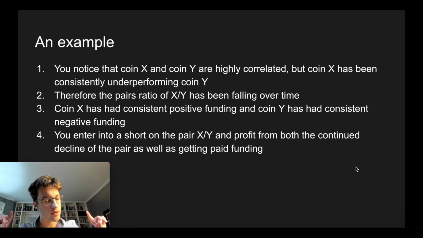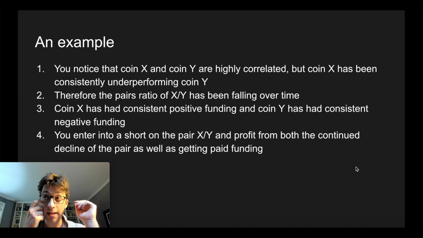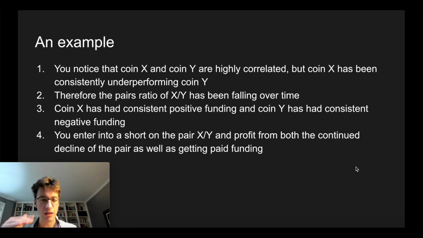Here's an example that hopefully you guys are familiar with so far. So you look at coin X, coin Y, they're highly correlated, awesome. Let's say they have a 0.9 correlation coefficient. Coin X has been consistently underperforming coin Y. Therefore, the pairs ratio of X divided by Y has fallen over time. Because the price of X is going down, the numerator is going down, which makes the pairs ratio go down, of course. So let's just say coin X has had consistent positive funding paying you if you short, and coin Y has had consistent negative funding paying you if you long.